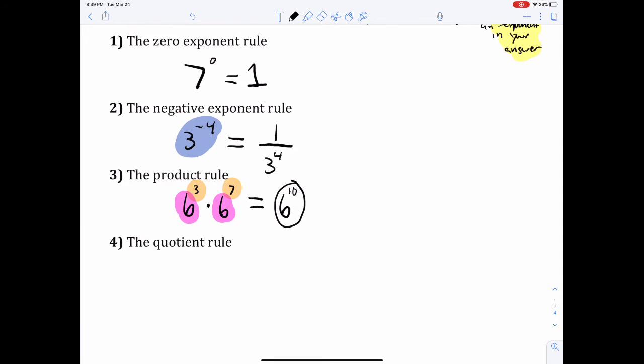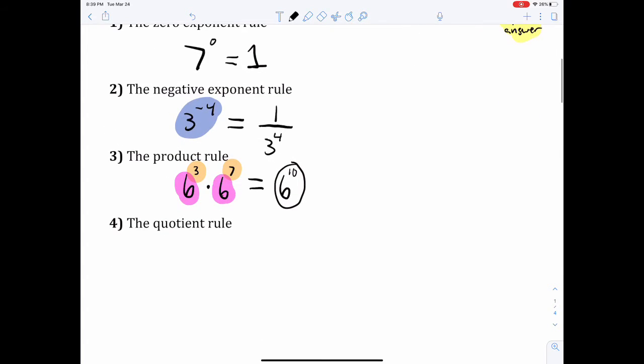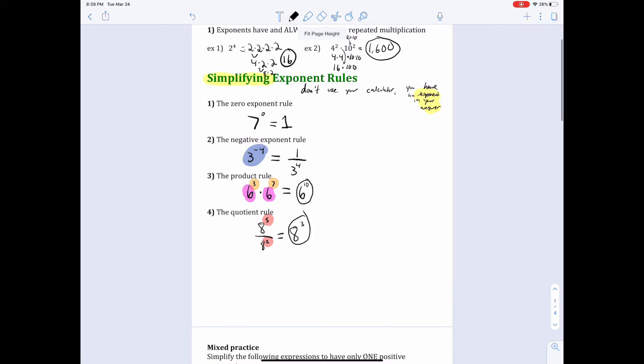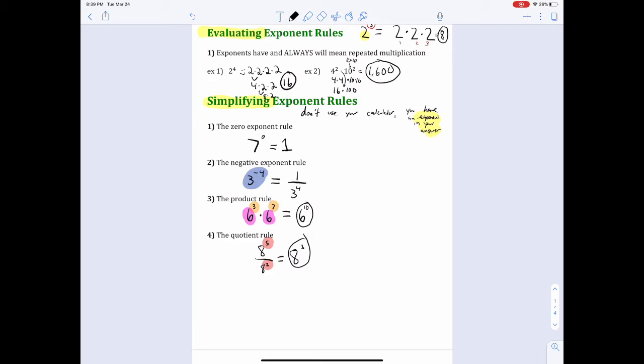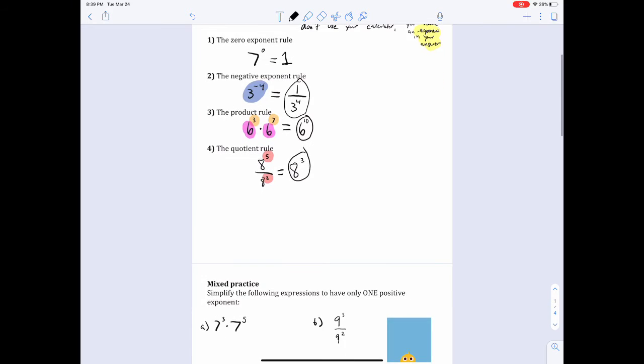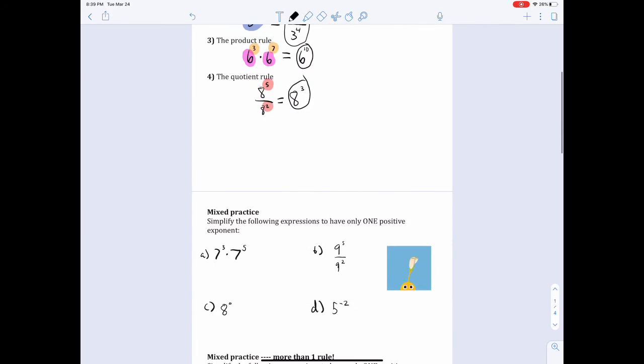All right, the fourth one, the last one we need to know, is say if you have something like 8 to the 5th over 8 squared, 8 to the 2nd power. What you're going to do there is subtract exponents, the last simplifying rule that you need to know. So you'll get 8 to the 3rd. All right. So those are 4 simplifying rules. Notice we have exponents in these answers. We're not evaluating. All right, so I want you guys to keep those rules in mind.